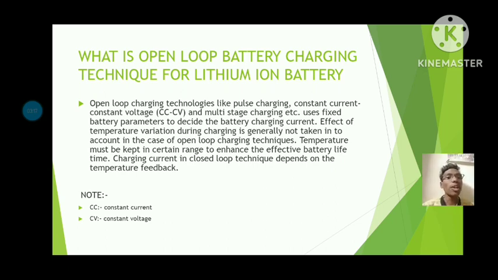The effect of temperature variation during charging is generally not taken into account. In the case of open loop charging techniques, the temperature must be kept in a certain range to enhance the effective battery lifetime. Charging current in the closed loop technique depends on the temperature feedback. CC is constant current and CV is constant voltage.